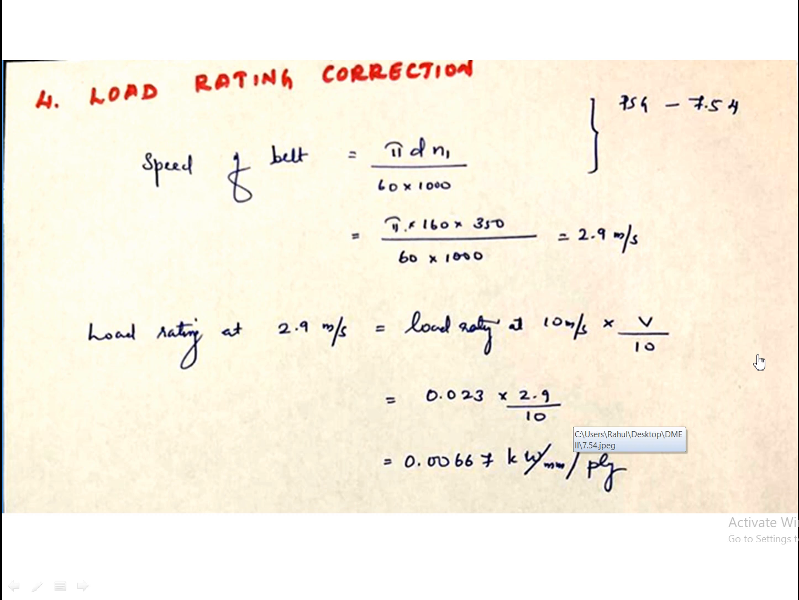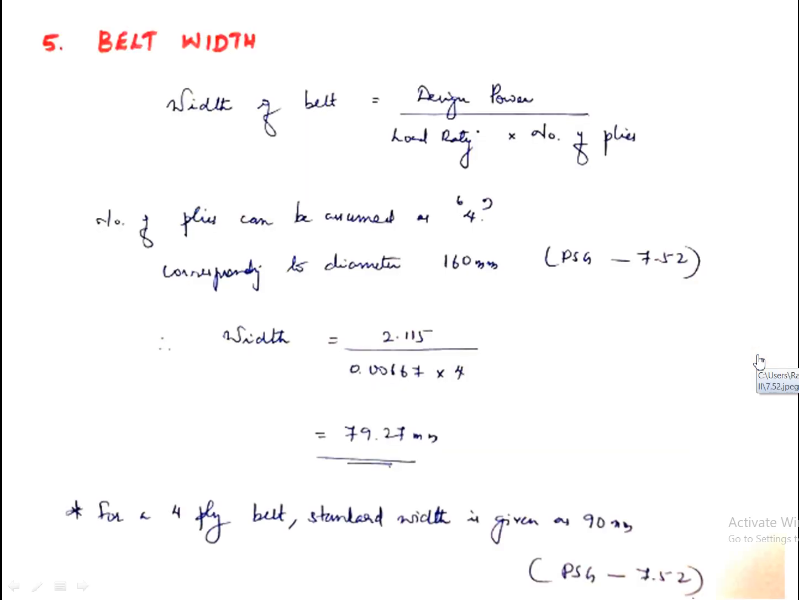Now this is the second step towards finding the width, right? So the next step obviously is to find the belt width. Belt width is nothing but design power divided by load rating into number of plies. Okay, so to complete this one, we have already found the design power and the load rating. So to find the width, all you need is the number of plies.